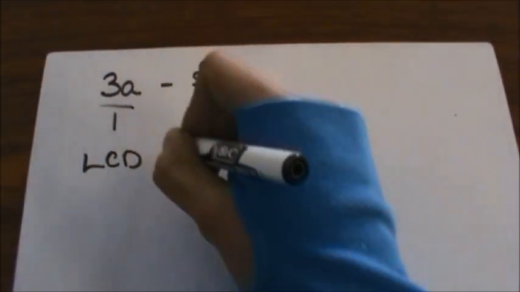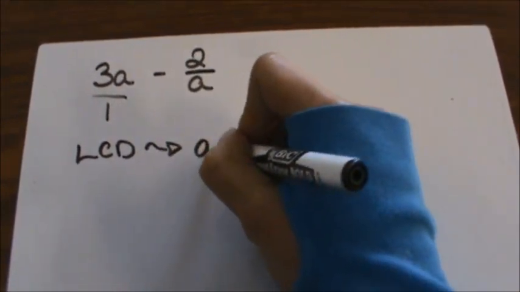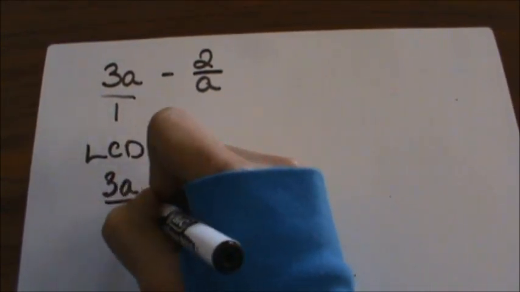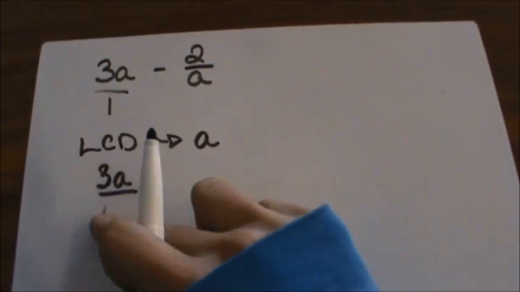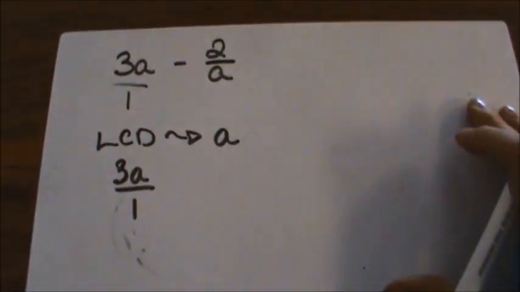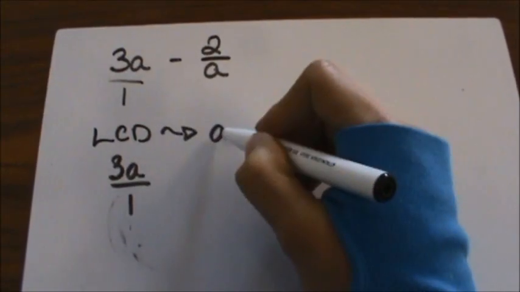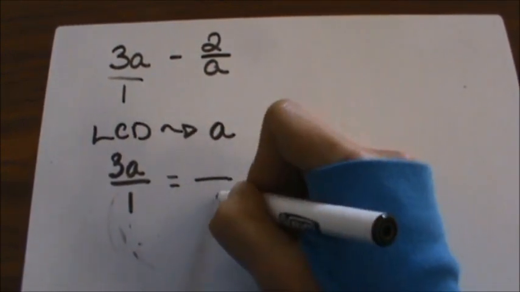So let's start here. 3a minus 2 over a. We need to get common denominators. The problem is this doesn't have a denominator, so I'm going to put it over 1. Now I look at my denominators, and this one's 1 and this one's an a. My LCD, in this case, will just be a. That means this fraction needs to be rewritten with a denominator of a.